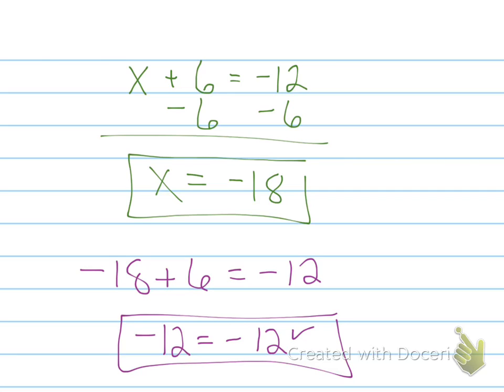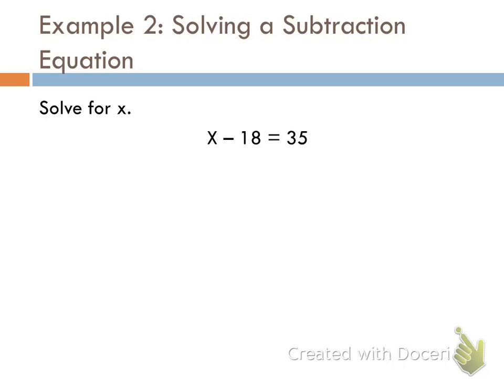All right, moving on to example 2. Now in example 2, we're solving a subtraction equation. So now there's a different operation that's connected to my variable. Now it's subtraction. What's the opposite of subtraction? Addition. So how am I going to get negative 18 to cancel out? I need to add 18.